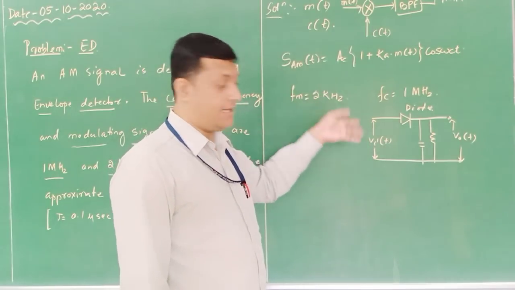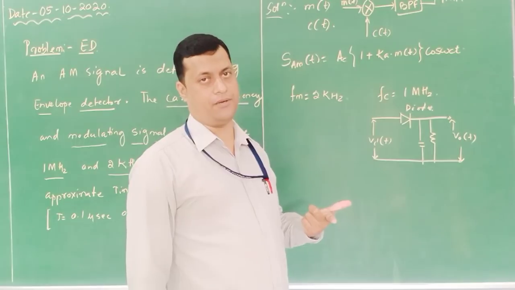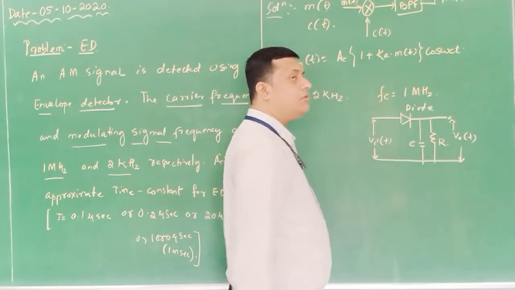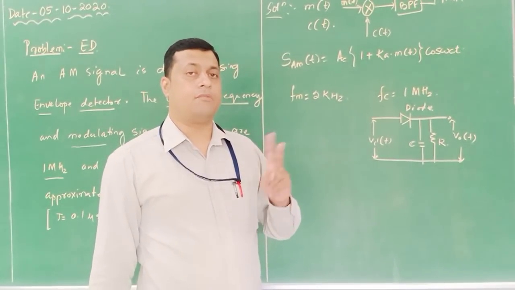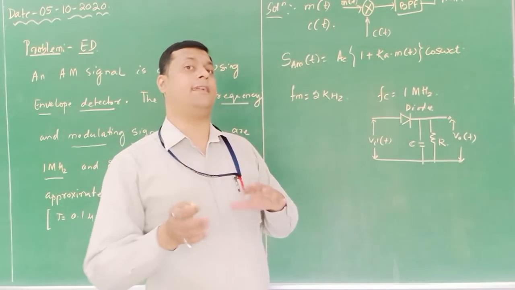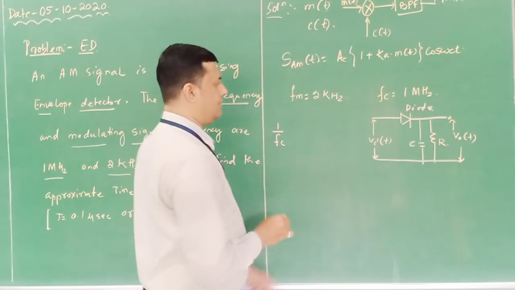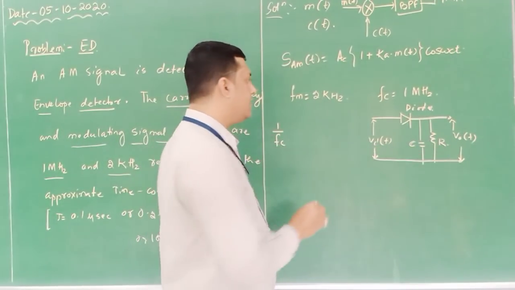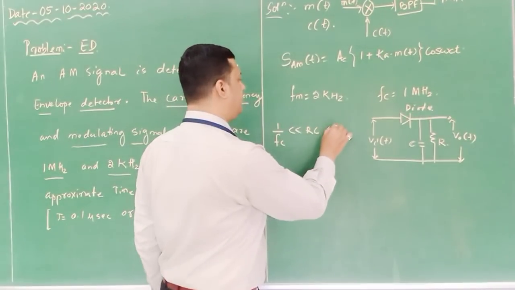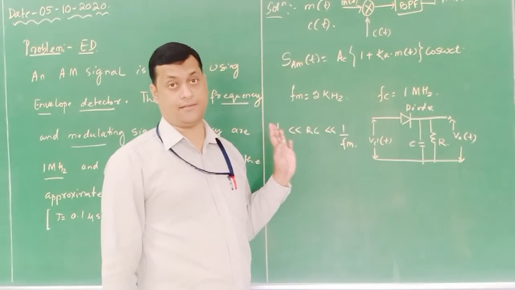But if it is greater than 1, only magnitude is available but we cannot recover the original message component. Okay. So here the C and R are the two components that decide what will be the frequency range, or what will be the condition to extract the modulating signal. Now last class I gave a relation that the time constant, the product of R and C, must be greater than 1 by Fc and must be very less than 1 by Fm. Okay, this is the condition for envelope detection.